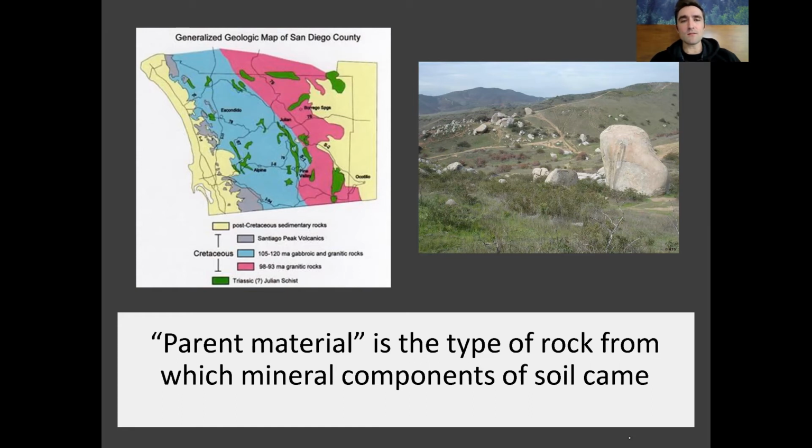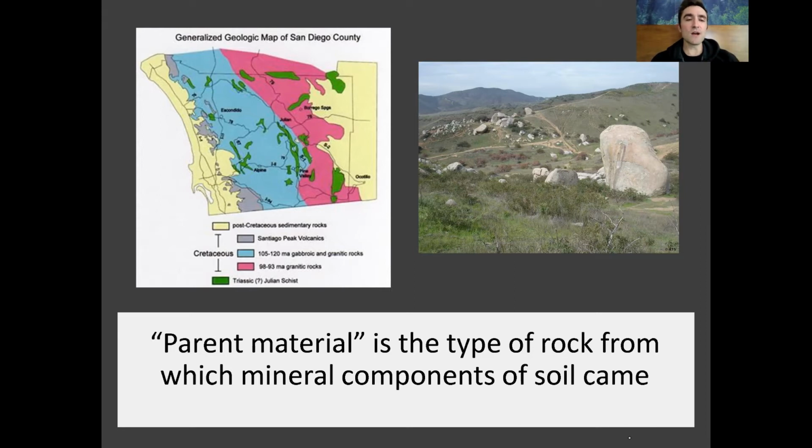When you look at the process of weathering, it's taking the original rock and breaking it down. The name of that original rock is called the parent material. That can be made of various types of rocks, and based on those different types of rocks, you'll have some potential characteristics that are unique. So the type of rock from which the mineral components of the soil come is called the parent material.